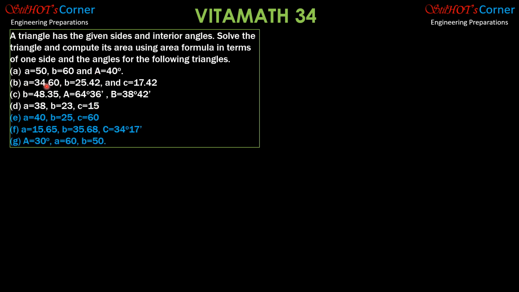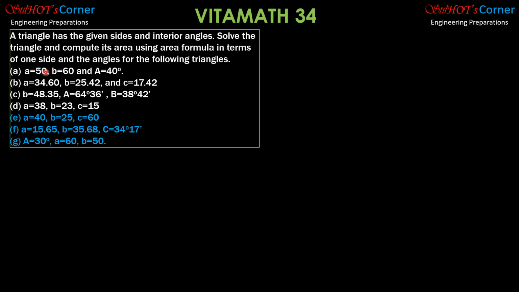Part B, a is 34.6, b is 25.42, and c is 17.42. Part C, b is 48.35, A is 64 degrees 36 minutes, B is 38 degrees 42 minutes, and part D, a is 38, b is 23, and c is 15. And here, this will be your part, the blue ones.